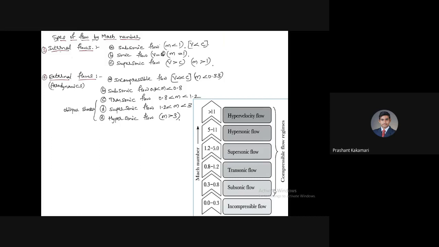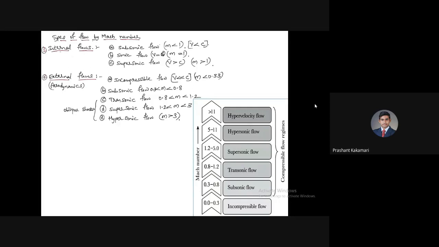Next, as we have seen, if you want very accurate values only for the external flow, don't get confused with different numbers and different types of flow in different books. Generally, for the external flow, if the Mach number is 0.3 to 0.8, not 1, up to 0.8, it is called a subsonic flow. And between 0.8 and 1.2, it is considered transonic, meaning we cannot say subsonic or supersonic or even sonic. In such a condition, it is transonic flow.